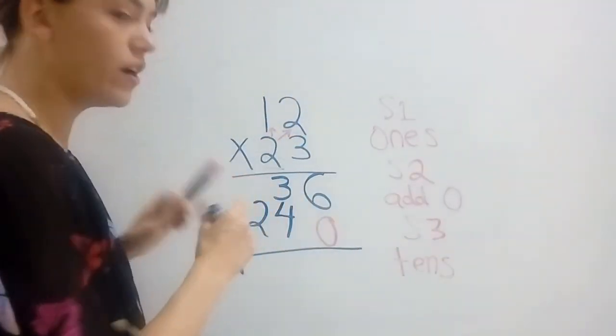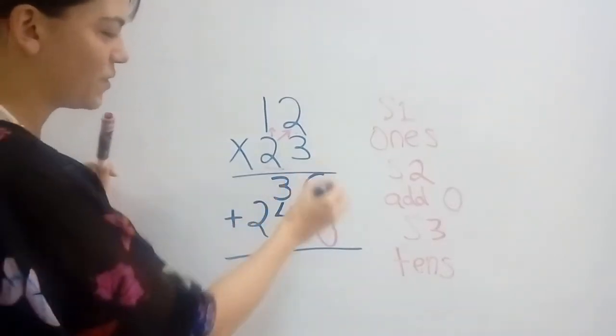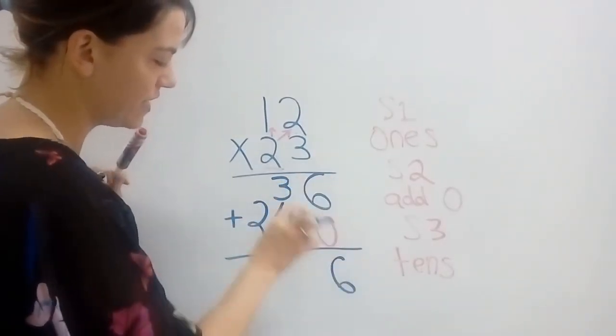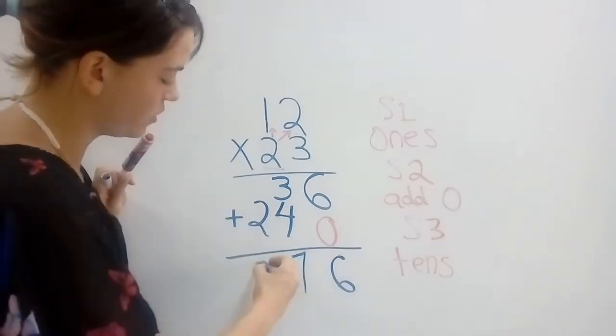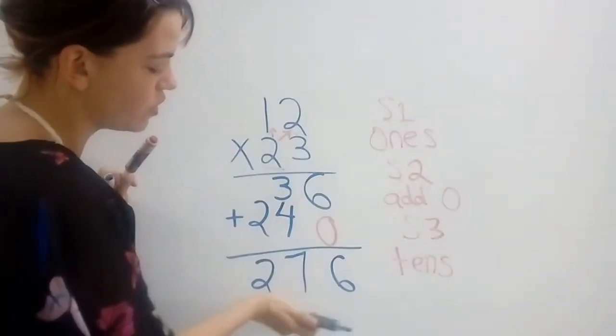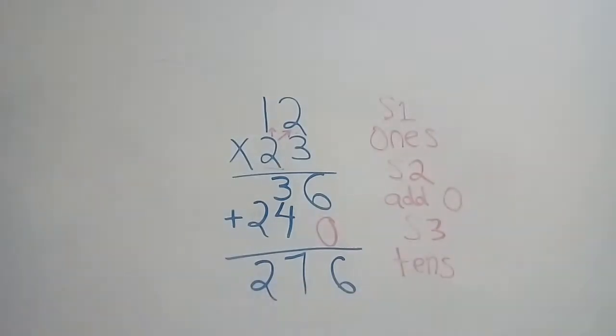And step 4, you need to add. So 6 plus 0 is 6. 3 plus 4 is 7. And you don't add anything to your 2, so altogether your answer is 276.